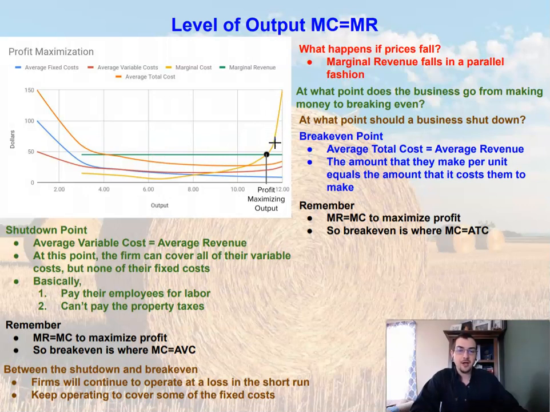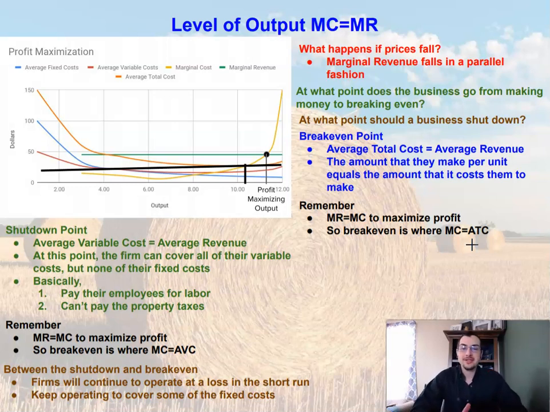So if we keep following this marginal revenue curve down, it's actually going to be at that point where the marginal cost curve crosses the average total cost curve. So it's right there at that point. So if I were to draw out our marginal revenue curve, let's say that the prices fell from this $45 down to this point where the marginal cost curve crosses that average total cost. Well, we're going to be producing right there where marginal revenue equals marginal cost, but it's also at the minimum point of the average total cost curve too.